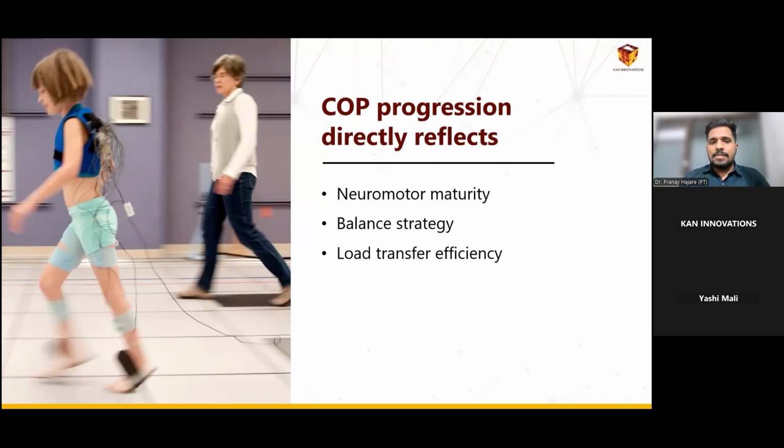Next is load transfer efficiency. The center of pressure tracks how body weight moves from heel to midfoot, from midfoot to forefoot, and from forefoot to toe off. An interrupted or delayed progression indicates a weak push-off, or sometimes poor ankle control or abnormal loading patterns. So this can be the causative factor whenever there is COP tracking to identify load transfer efficiency. The smoother the forward center of pressure, the more effective the energy transfer during gait. So instead of guessing maturity, we can measure it.